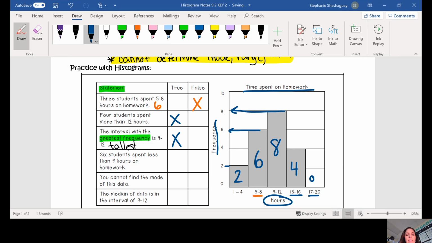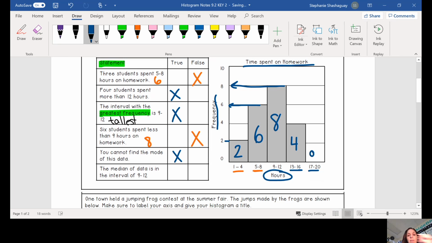6 students spent less than 9 hours on homework. Well, less than 9 hours is 5 to 8 and 1 to 4, and that is actually 8 students, not 6, so that is a false statement. This says you cannot find the mode of this data. That is correct. We cannot determine the number that happened the most often because of the type of graph that we have. We do not know the individual data points. We just know the data points and where they fall on these specific intervals. So that is true. We cannot find the mode of this data.